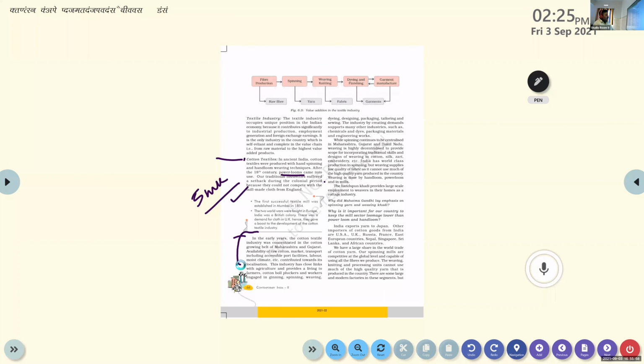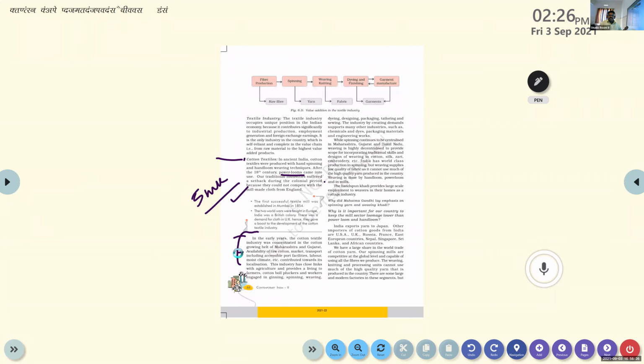What is that? Availability of raw cotton. Next one, what is that? Market to sell that cotton. Market is also available, so they are easily able to sell it. Transport facilities, including port facilities. Labor, cheap labor. Moist climate, humid climate.